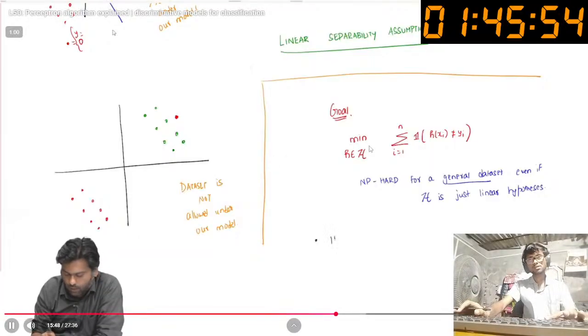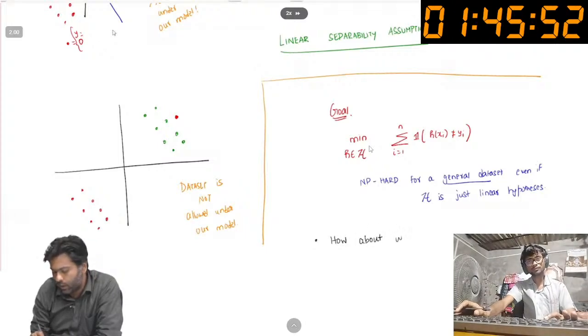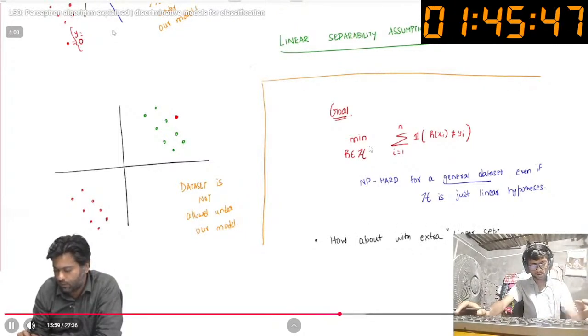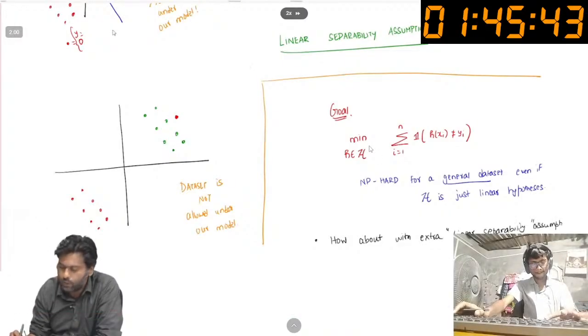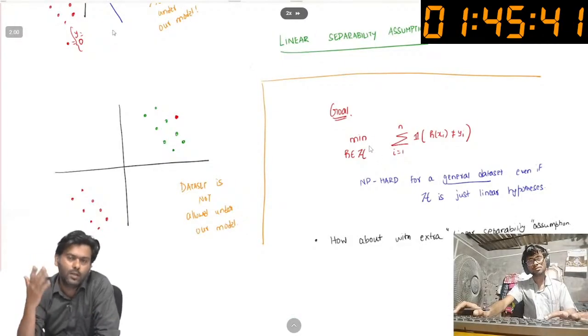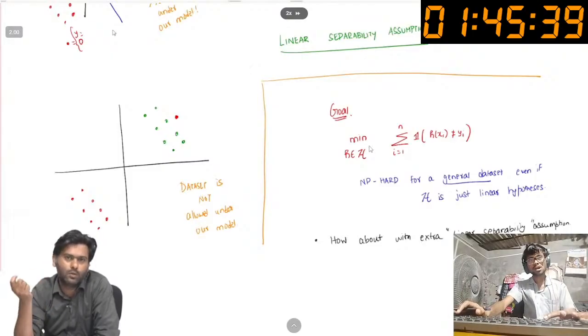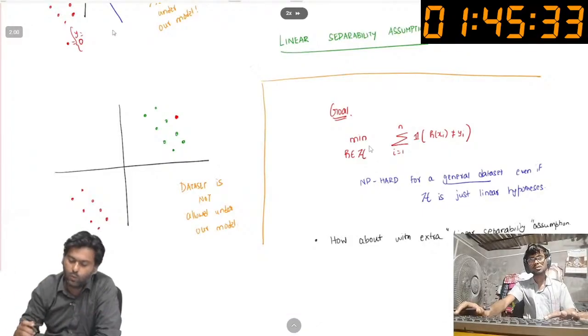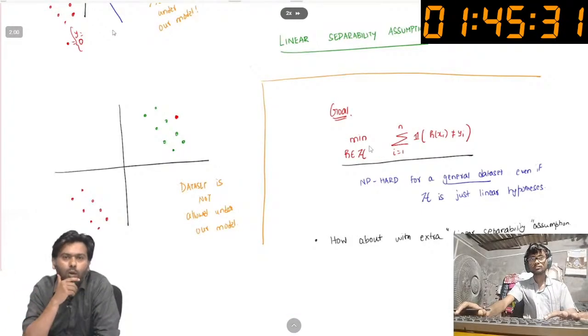Now, how about with the extra linear separability assumption? What does that mean? That means that we have a bunch of data points which we know is linearly separable. That is, there is some W such that sign of W transpose X matches the label Y. Under that situation, we know that the labeler is using some W to make these labels. Now, for that particular W, what is the minimum 0-1 loss? Pause and think about this.